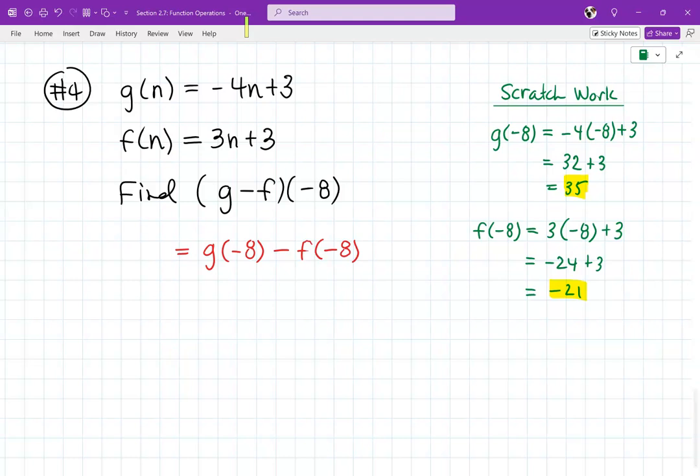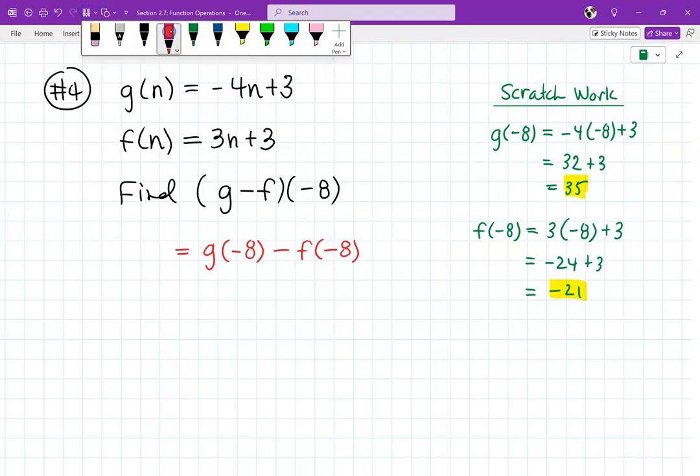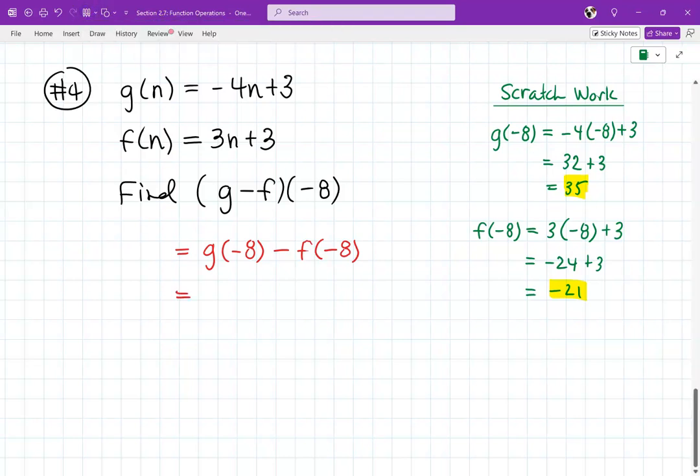So back to the part that's in red. They said, what is g of -8? Well, that's 35 minus, what's f of -8? -21. Now this one's kind of tricky because if you don't pay attention, you're subtracting a negative, right? So that's actually a positive. So this is going to be 35 plus 21. So that's going to be 56.